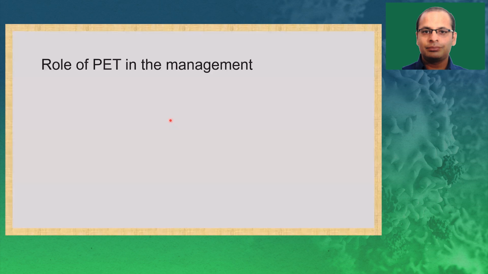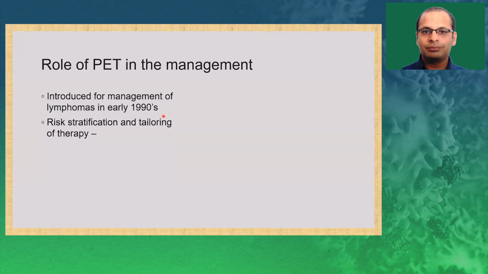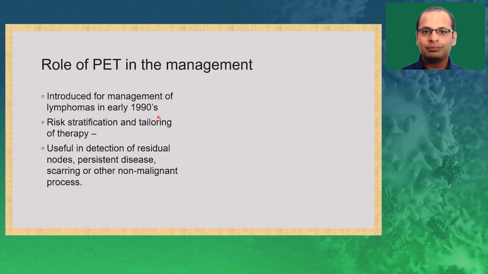This is important, that most of the patients today undergo PET scan for staging purposes. PET scans were introduced in the management of lymphoma in the early 90s and are now used for tailoring of therapy and risk stratification as well, in addition to staging. They are useful for detection of residual nodes after disease, persistent disease, scarring, and ruling out other non-malignant processes.